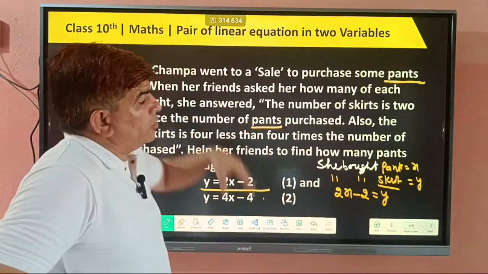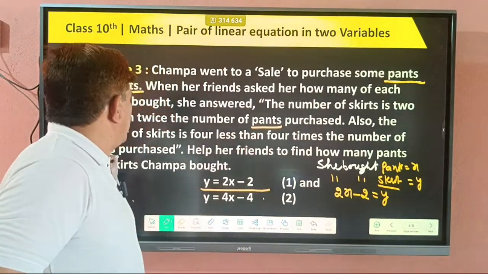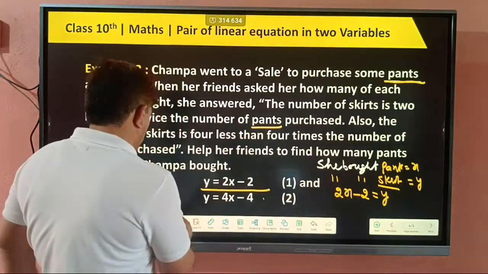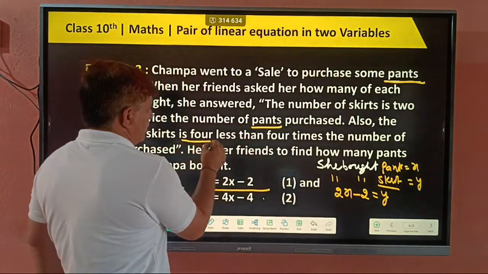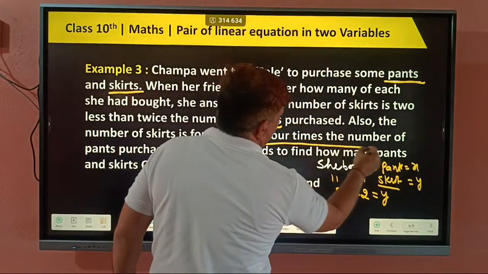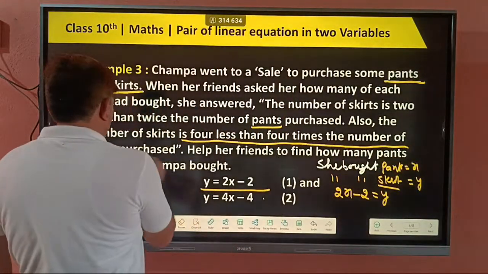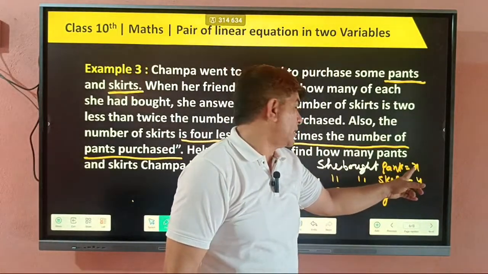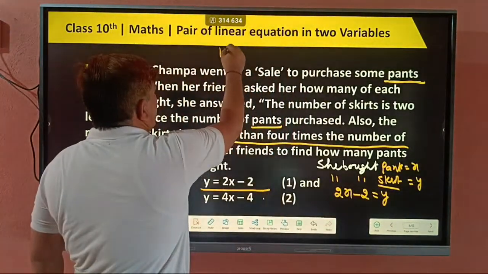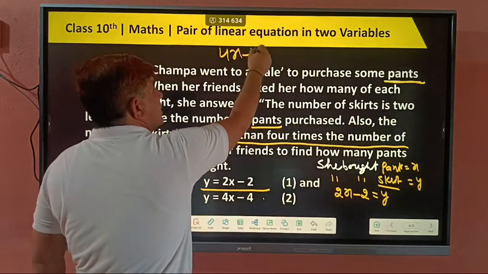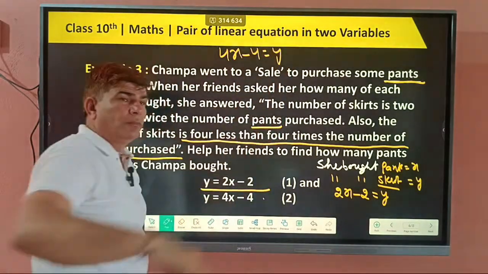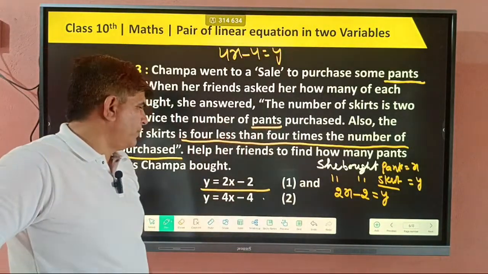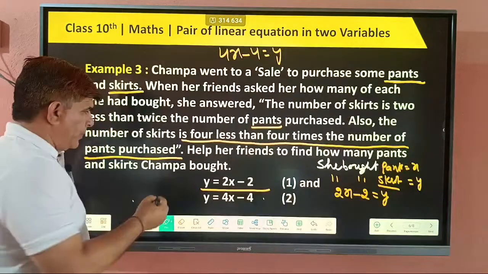She is saying it another way. The number of scripts is 4 less than 4 times the number of paints purchased. We are saying paints is how much? X. What is its 4 times? 4 times is 4x, and 4 less than it is equal to y. So again we have written y equals 4x minus 4. Yes or no? So we can pair it here.